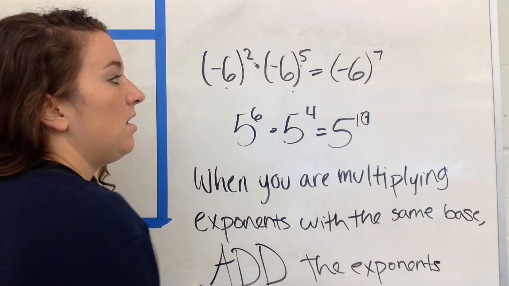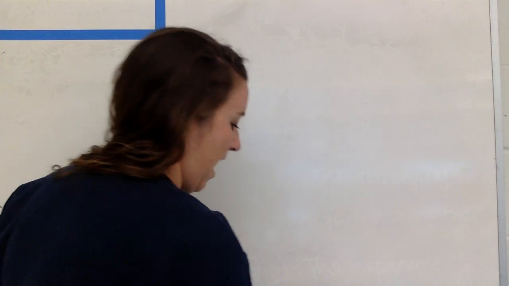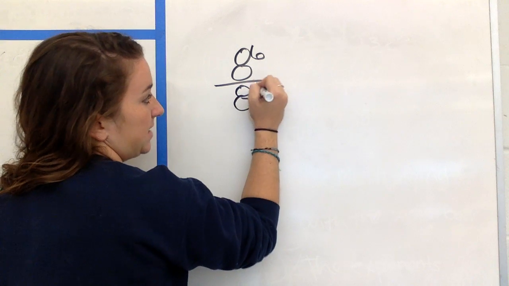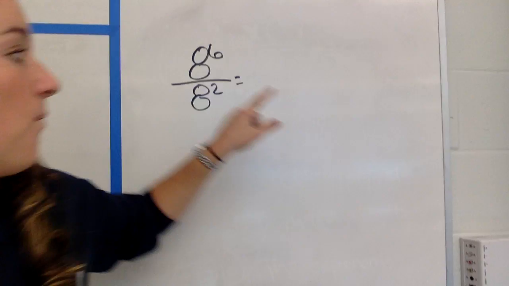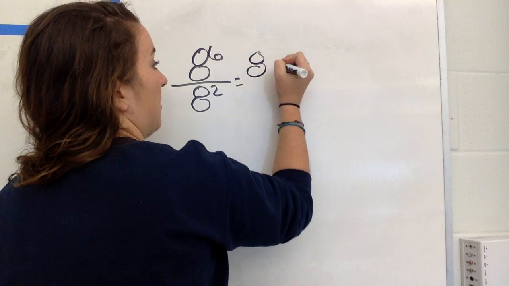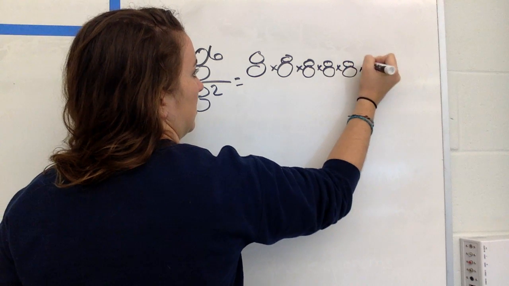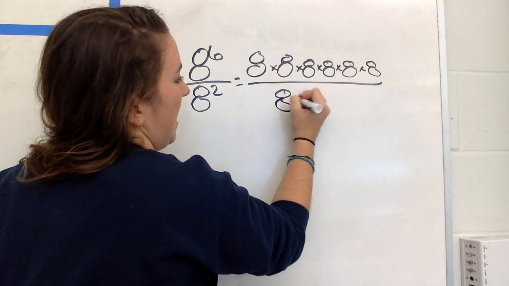All right. So now let's go on to the quotient rule. If it's called the quotient rule, what operation do you think we're going to be using? Yes, division, because quotient is the answer to a division problem. Our first problem is 8 to the 6th power over 8 squared. This is telling me to expand it first. So when I have 8 to the 6th power, how many 8s will I have as my numerator? I will have 6. And then how many 8s will I have as my denominator? I will have 2.